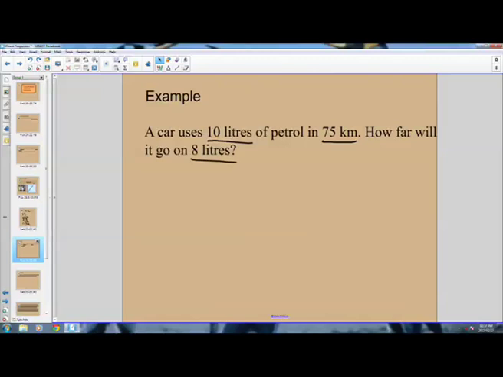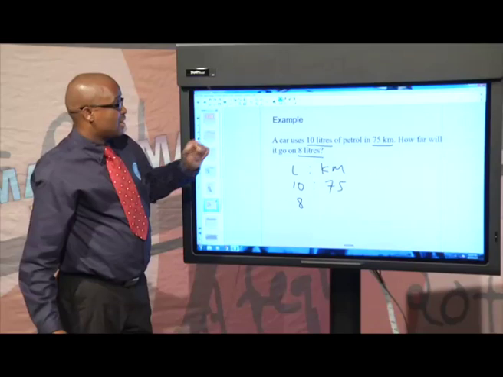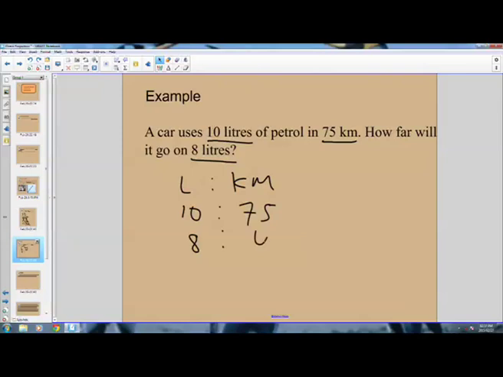Now our ratio will be liters to distance. Let me use L for liters, and then the distance for kilometers. What we have is 10 liters to 75 kilometers. Then from here, it says how far will this go for 8 liters. Remember, the parameter for liters should be under the liters, and those for the distance should be under distance. So we will have the 8 under the 10 here, because the 10 is for the 10 liters, and then this side under 75. Just use another variable, y.